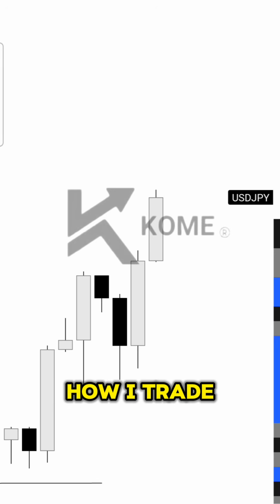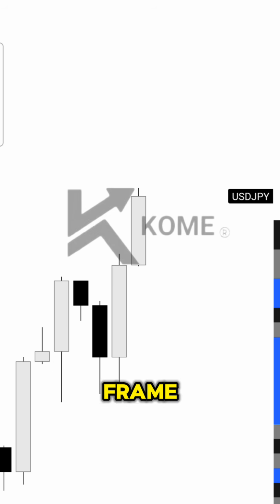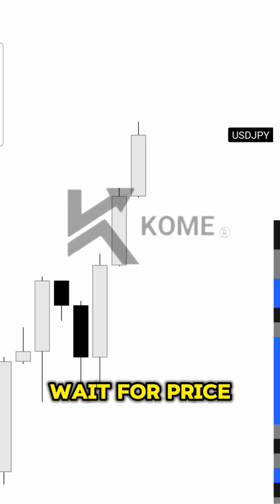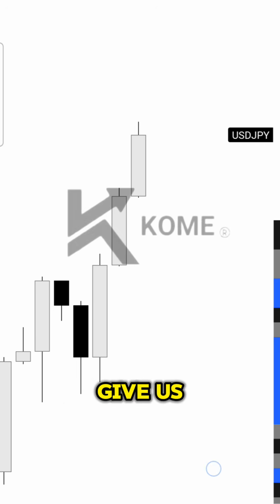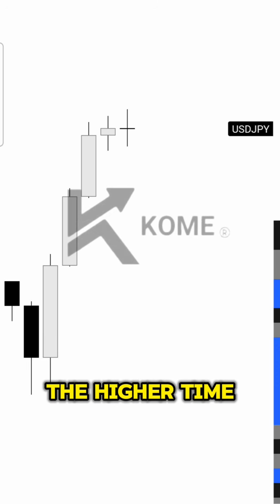This is exactly how I traded NFP using USD JPY. So first, price was at the all-time high on the 4-hour time frame. Therefore, we just have to wait for price to give us a storyline, and usually it has to come from the higher time frame.